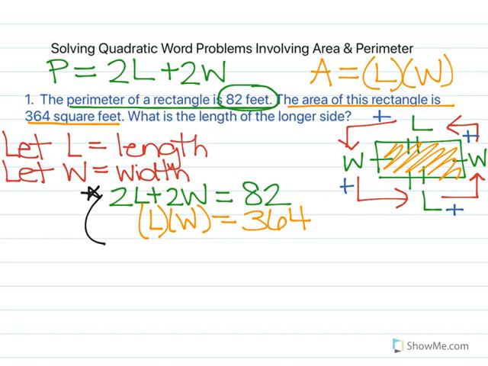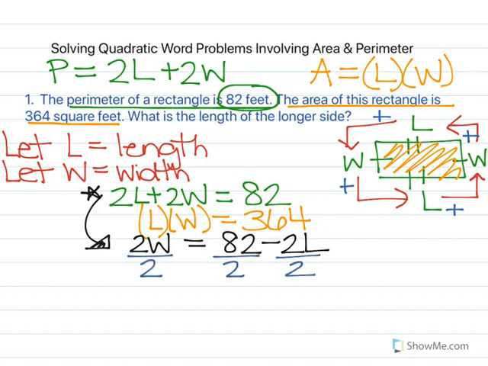To get W alone, if I subtract 2L from both sides, I'm going to end up with 2W equals 82 minus 2L. Since W is not completely alone yet, I have to do one more step. I need to divide every term by 2, and now I'll have W alone. It's going to be W equals 41 minus L.